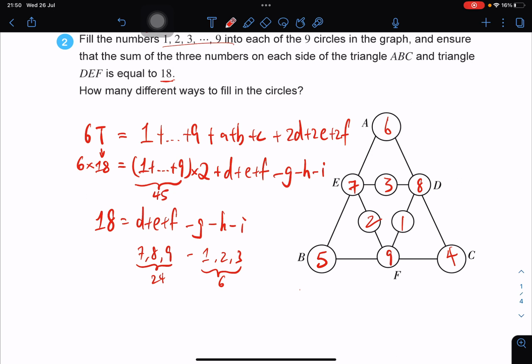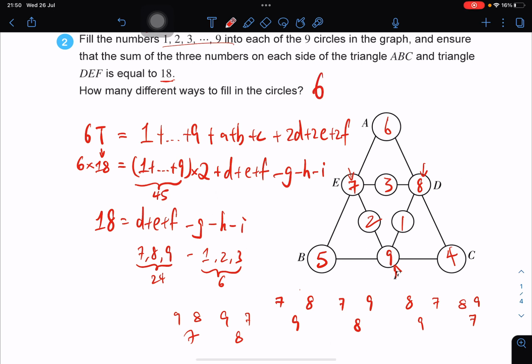However, there can be different arrangements for the positions of 7, 8, and 9. First of all, we can have 7, 8, 9, 7, 9, 8, and then we can have 8, 7, 9, 8, 9, 7. And then finally, we can have 9, 7, 8 and 9, 8, 7, right? So there will be 6 different arrangements. So there will be 6 ways that we can fill in the circles, all right? So that's what we can do for this question.